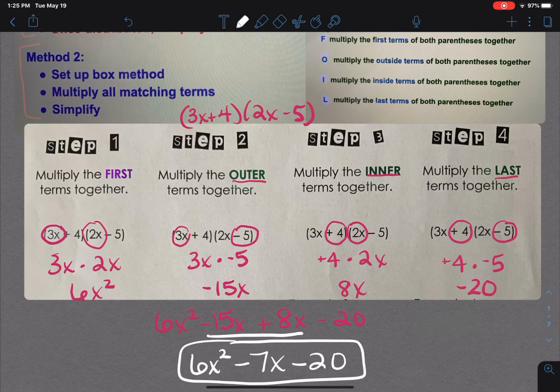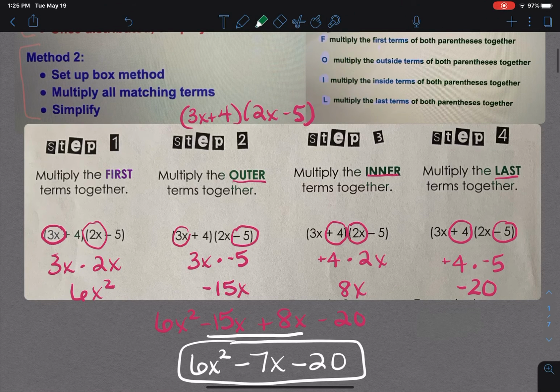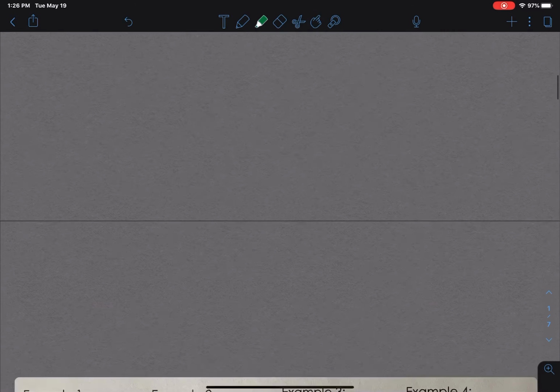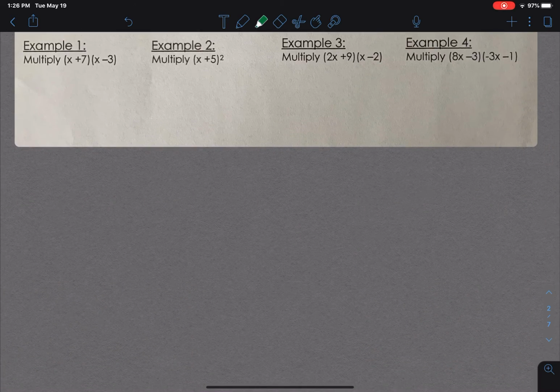Now, there are lots and lots of examples on FOIL. There's a whole bunch of them on my YouTube page already. But I do want to show you the box method for a couple of these so you can have definitely ones that you can work with to see if it's going to help or not. Because that's ultimately what we want. We want to know when you go to do first, you do outer, you do inner, or you do last, that you're able to do it, whether you use the box method or not. Okay, so I'm going to give you a couple examples that we're going to work through here.